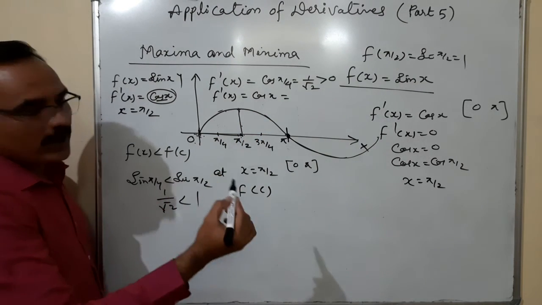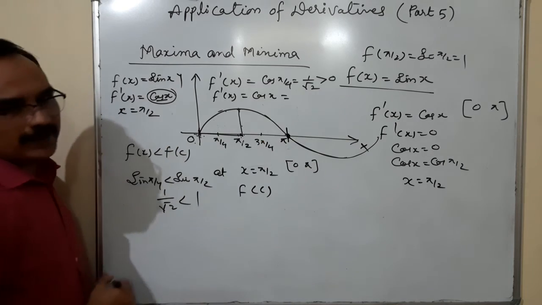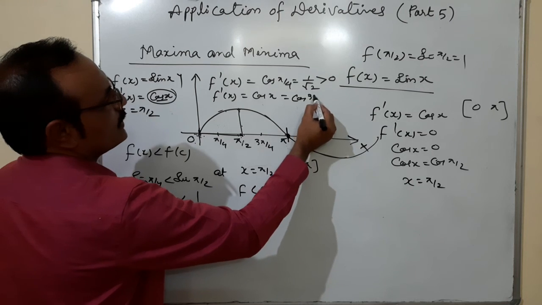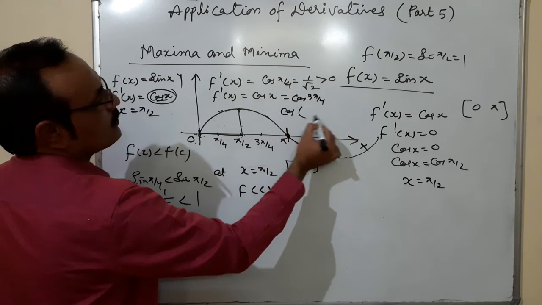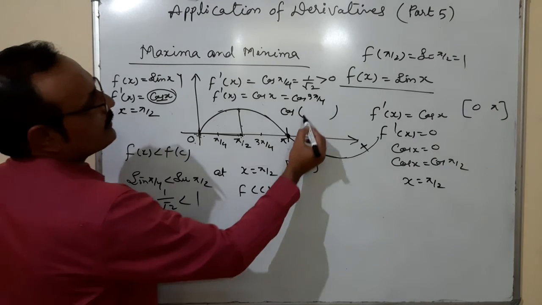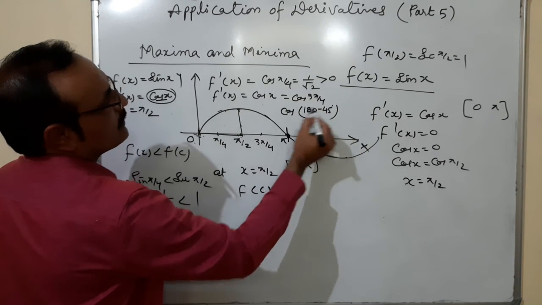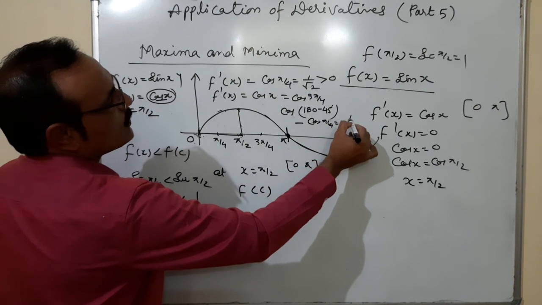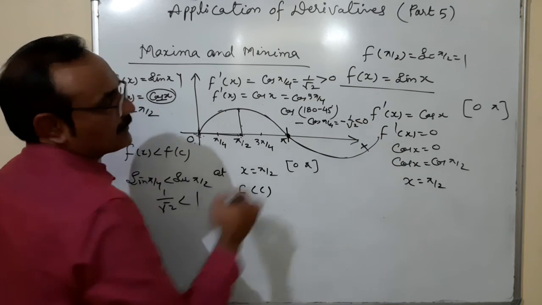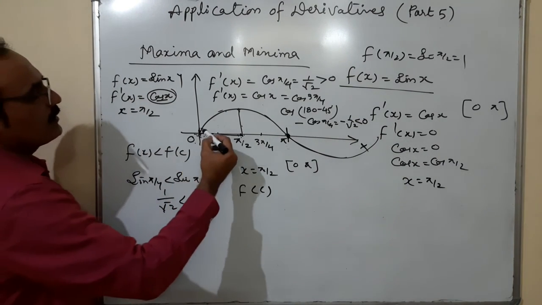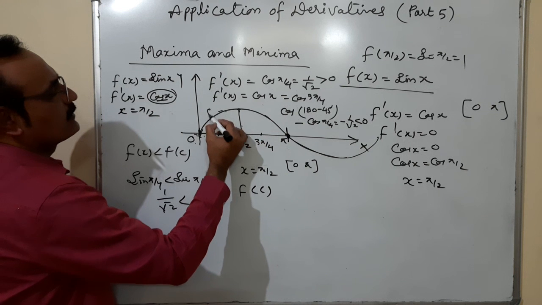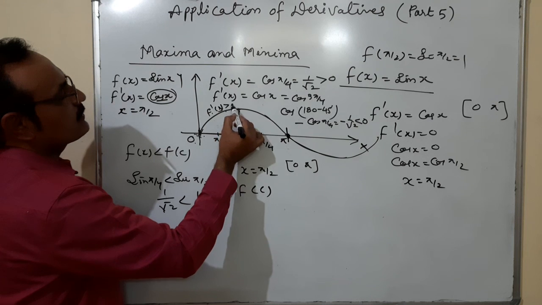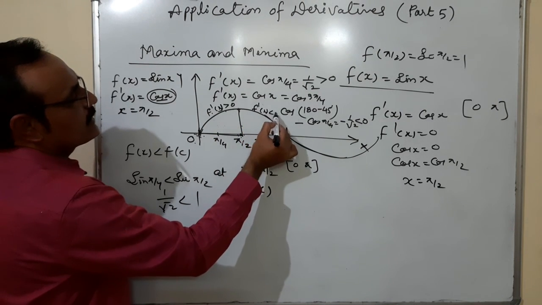Next, f dash x is equal to cos x, and now I put a value between pi by 2 to pi. Suppose I put cos 3 pi by 4, that means cos 135, and 135 I write as 180 minus 45. Cos of 180 minus theta is minus cos 45, that is minus 1 by root 2. What is coming? Negative. So in one interval f dash x is greater than 0, and here f dash x is less than 0.